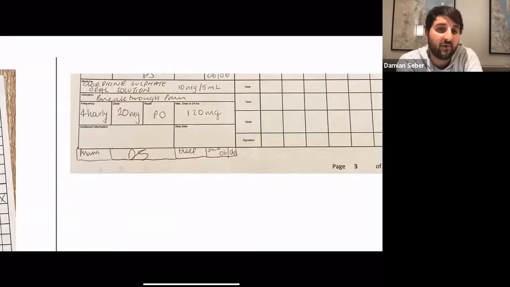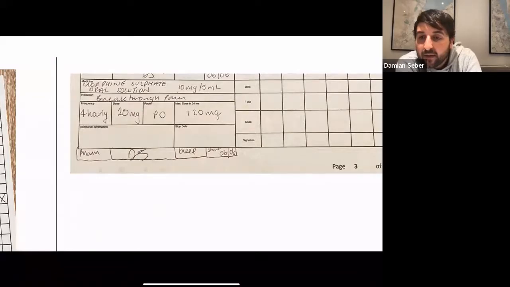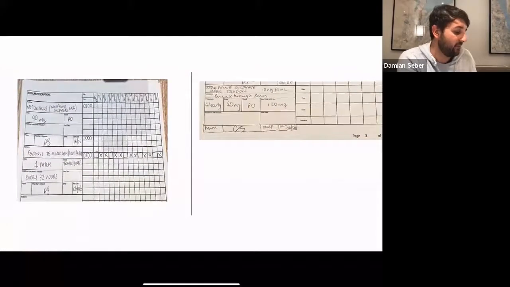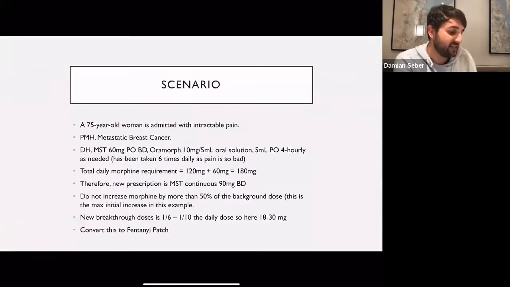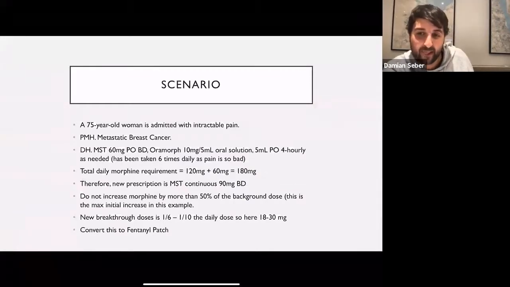So you'd write it as morphine sulfate oral solution. You wouldn't write necessarily Oromorph because it comes in different strengths. Some people might not actually know what that is. So we haven't given the same dose as MST. Sorry, that should be this bottom bit when I've said 18 to 30 milligrams. I mean that in Oromorph, if that makes sense. So for 20 milligrams of Oromorph, you'd give 10 milliliters.